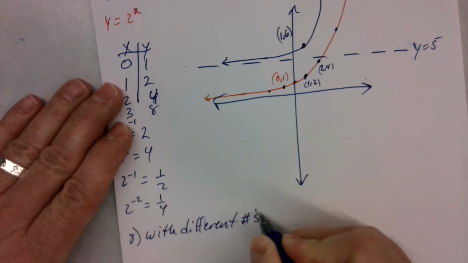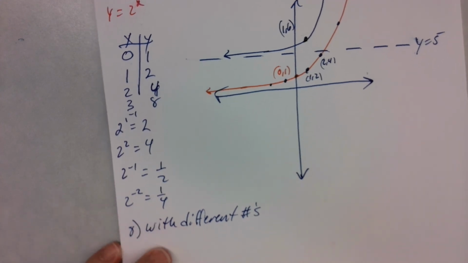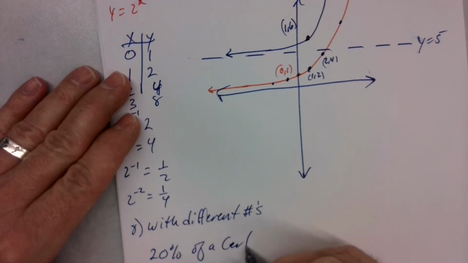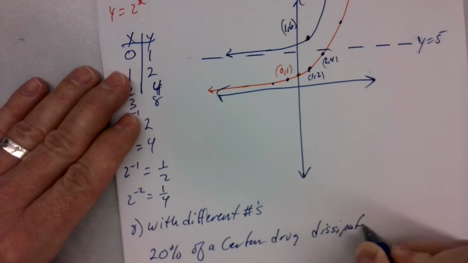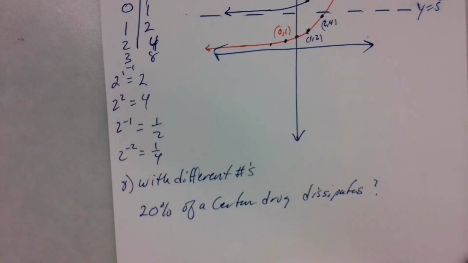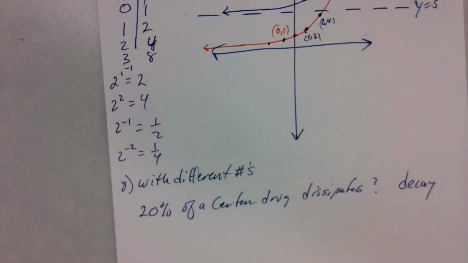With different numbers, okay? Now, number 8 says each day, we're going to make this 20%. So 20% of a certain drug dissipates. Does anybody know what that means? Goes away, right? So right now I know that this is a decay function, right? So already I know that this is decay, so I have an idea in my mind already what this graph's going to look like.